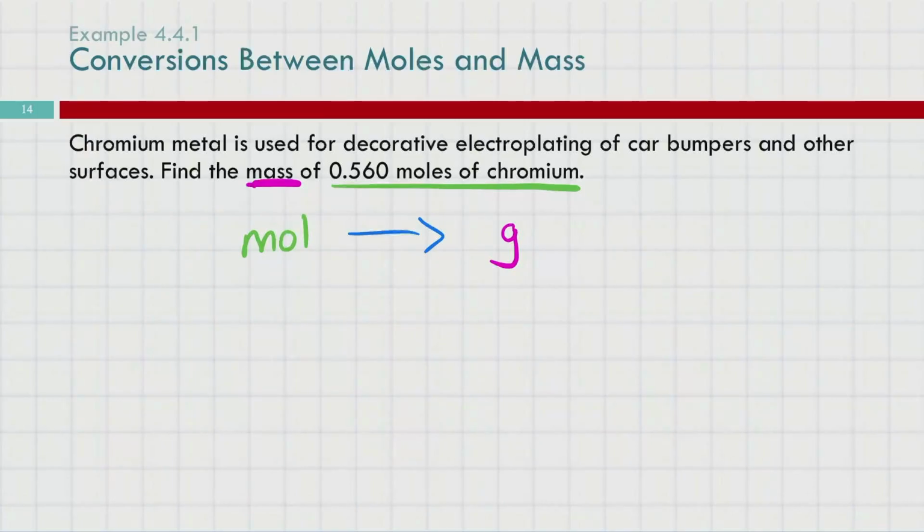We use the molar mass. How do we get the molar mass for chromium? We take a look at our periodic table. So we find chromium. Chromium is Cr. It looks like 51.9961 grams per mole, which is the same as grams over moles.